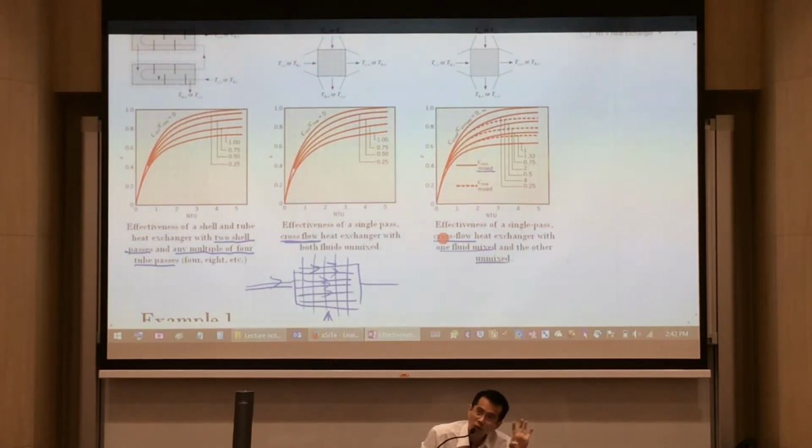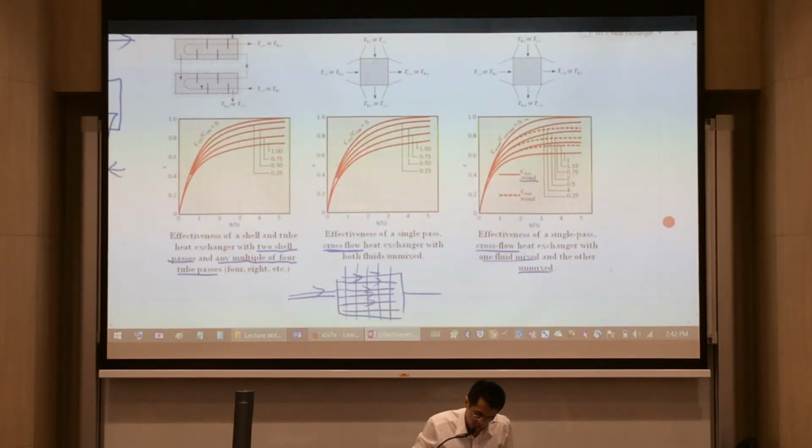Look at it, read the question. Cross flow, I can see that. Read it further, it says that one fluid is mixed, the other one is unmixed. And look at it further, the one that's mixed, is it C min or C max? If it's C min, then you'll be using the solid line of this graph. If it's C max, you'll be using the dotted line of this graph.